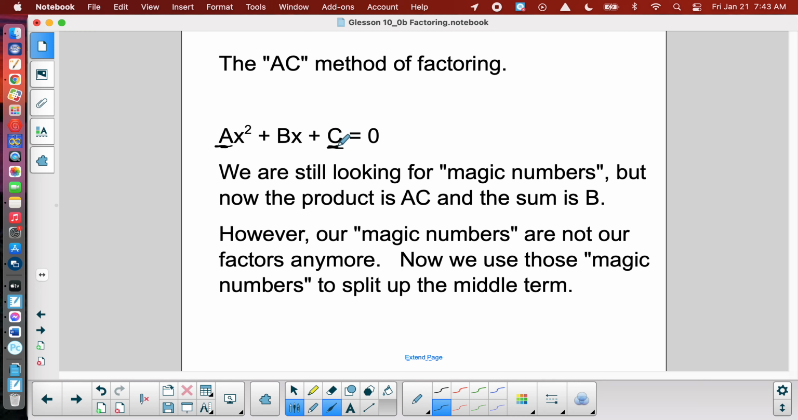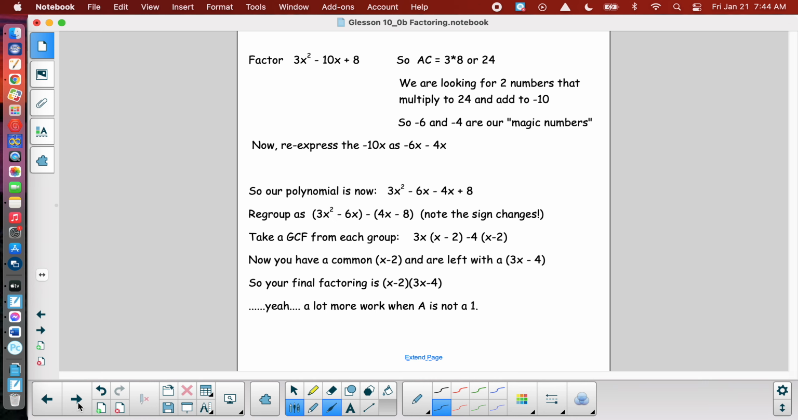So we were doing this. What it does is it complicates the process now, because my magic numbers are no longer my factors, because I no longer have a 1 in front. But they do tell me how to find my factors consistently and quickly. So we use that to split up my middle term. And I'll show you how that works.